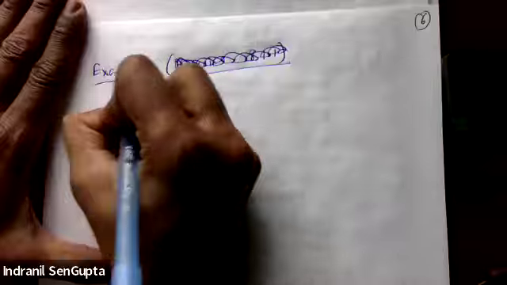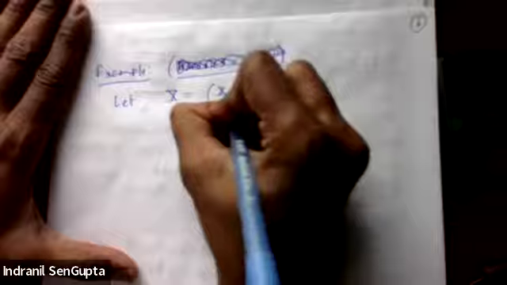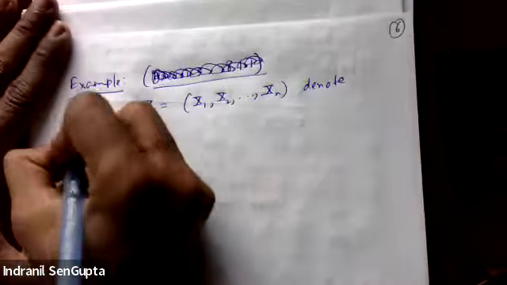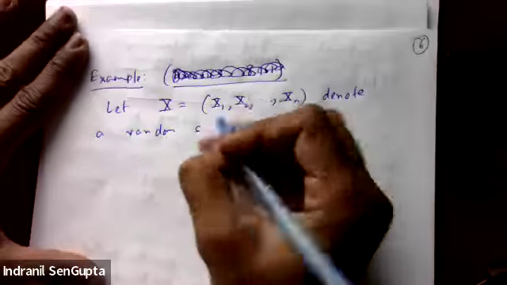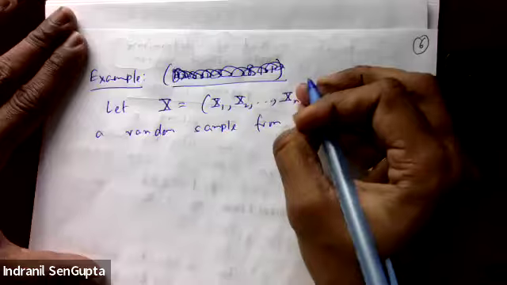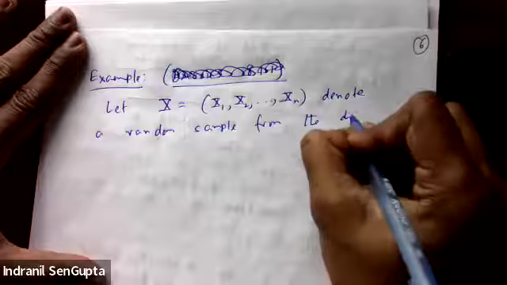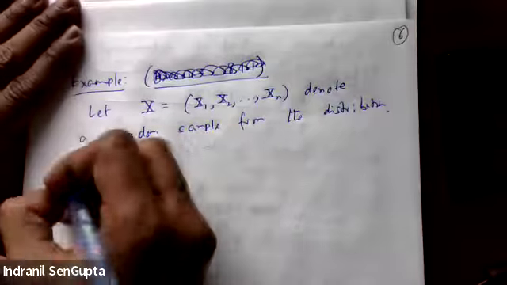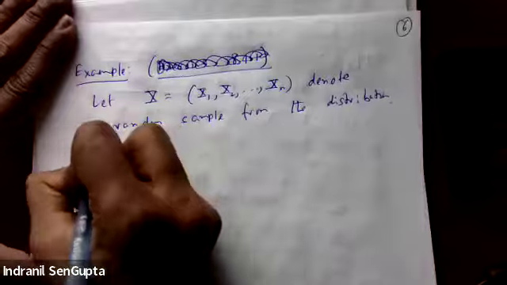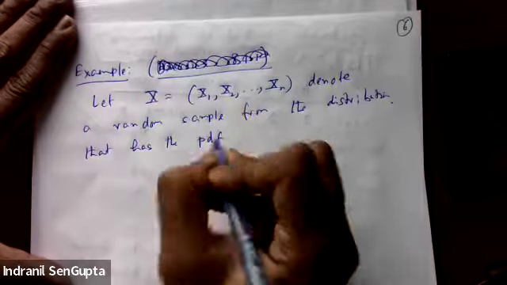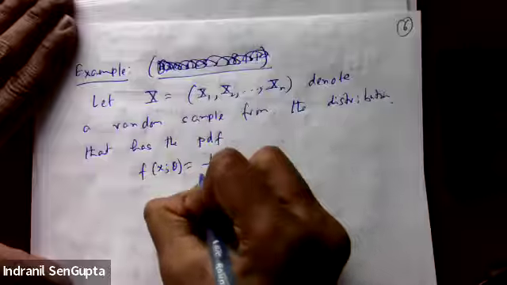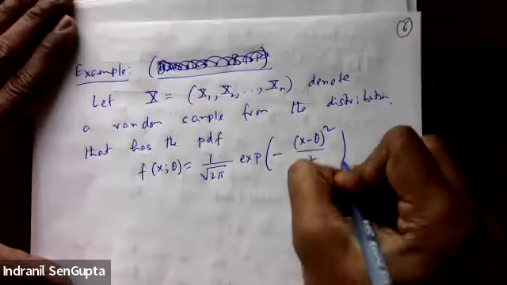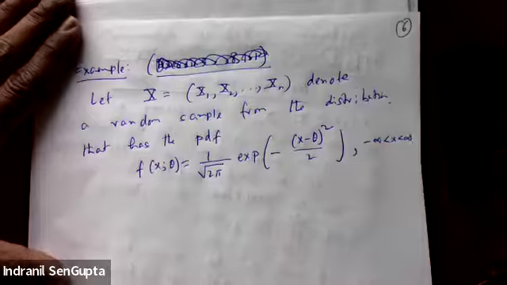So here, let X equals X1, X2, ..., Xn denote a random sample from the distribution that has a PDF f of x theta equals 1 over square root of 2 pi e to the power of minus (x minus theta) squared over 2, for minus infinity less than x less than infinity. Okay.